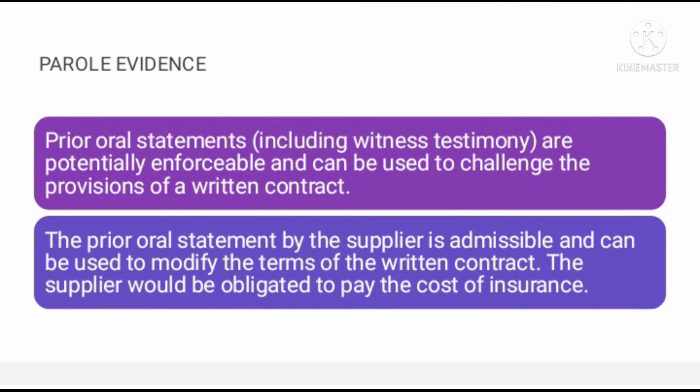Parol evidence. Prior oral statements, including witness testimony, are potentially enforceable and can be used to challenge the provisions of a written contract. The prior oral statement by the supplier is admissible and can be used to modify the terms of the written contract. The supplier would be obligated to pay the cost of insurance.